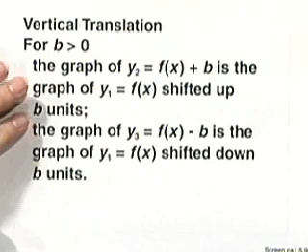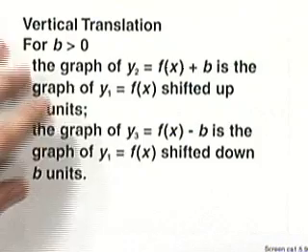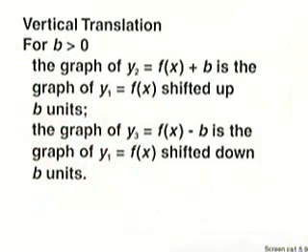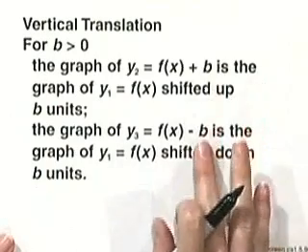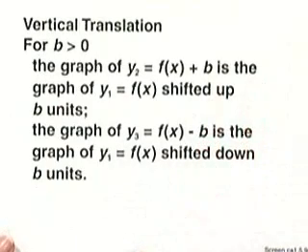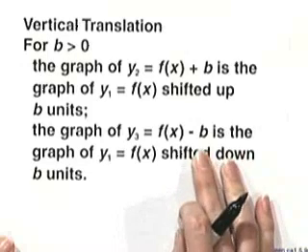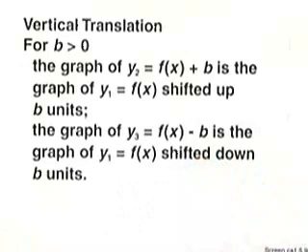So what we're saying here is that if you have a function f of x, in each case we're dealing with that basic function, if you add a constant to that function, all that does to the graph is shift it vertically. So if you add a positive constant, it will shift it up that number of units, and if you add a negative constant or subtract a constant, it will shift it down that number of units.